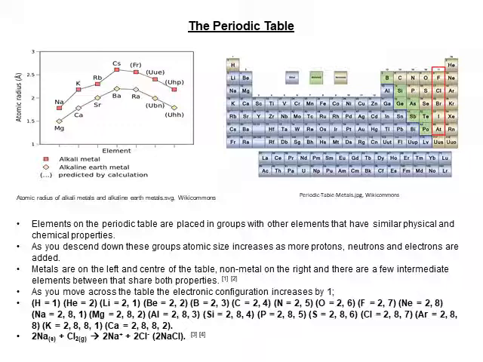Example of a reaction here. Sodium solid and chlorine gas react to form sodium chloride. Sodium has a positive charge, chloride has a negative charge. They attract each other and form an ionic bond, which is very strong. Table salt, NaCl.